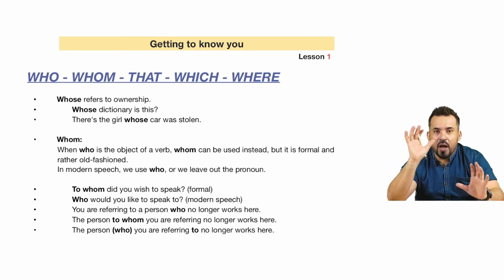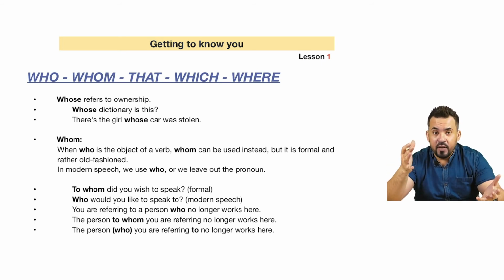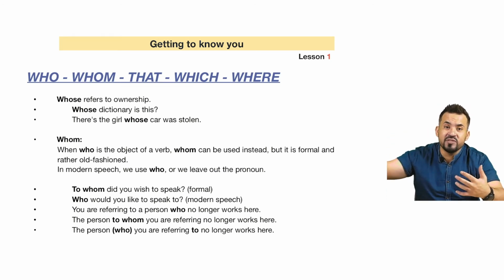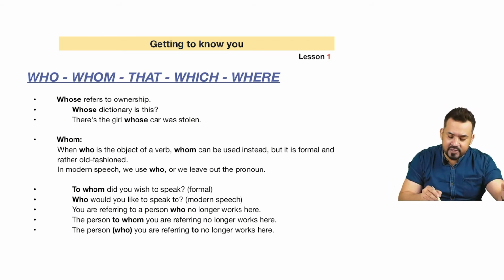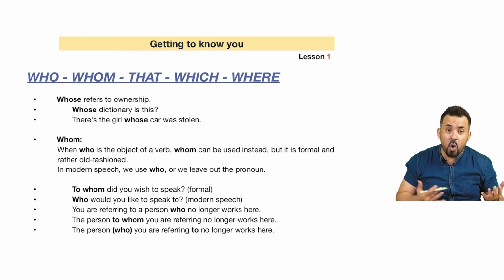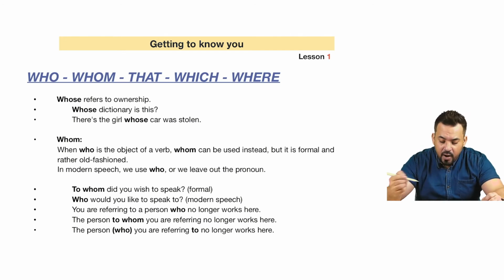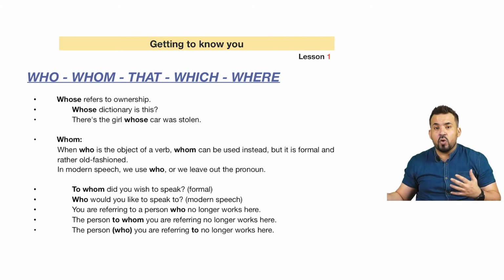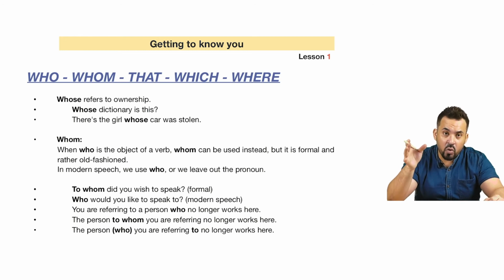Okay, so let's talk about whose now. Whose is different than who. Who is used when we're talking about a person, but whose is used when we're talking about ownership or possession. So we want to know who owns this or who does this belong to. So for example, I'll say, whose dictionary is this? I mean, who owns it or who does it belong to? I'll use whose, not who. There's a girl whose car was stolen. It means the car that was stolen belongs to or is owned by this girl. So whose is for possession or ownership.